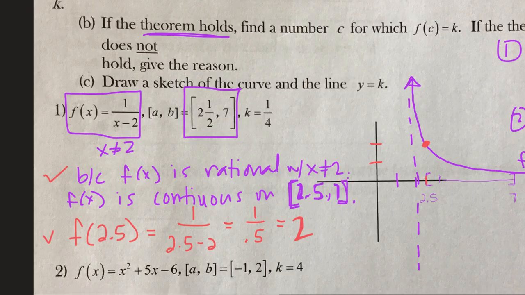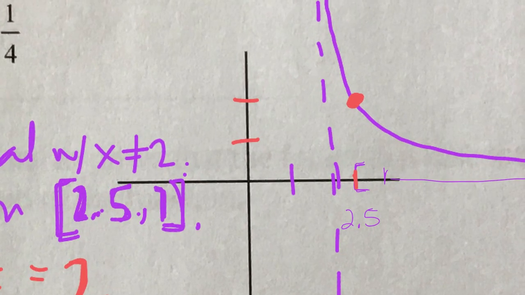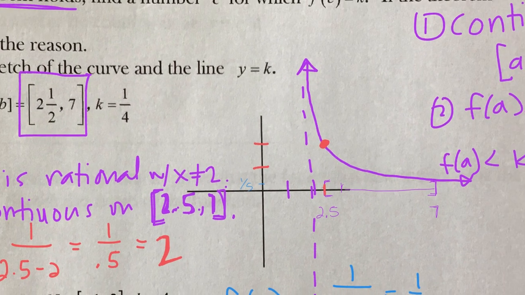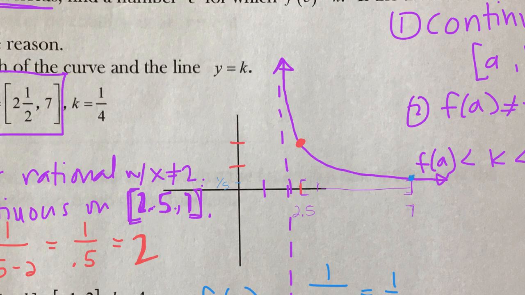Now I'm quickly running out of space. We'll save number 2 for later. So how about f of 7? F of 7 is 1 over 7 minus 2, which is 1 over 5. So 1/5 or 0.20. Somewhere way over here, we're going to have 7 comma 1/5. So check. Our endpoints are not the same. The right endpoint is less than the left endpoint for our closed interval from 2.5 to 7.